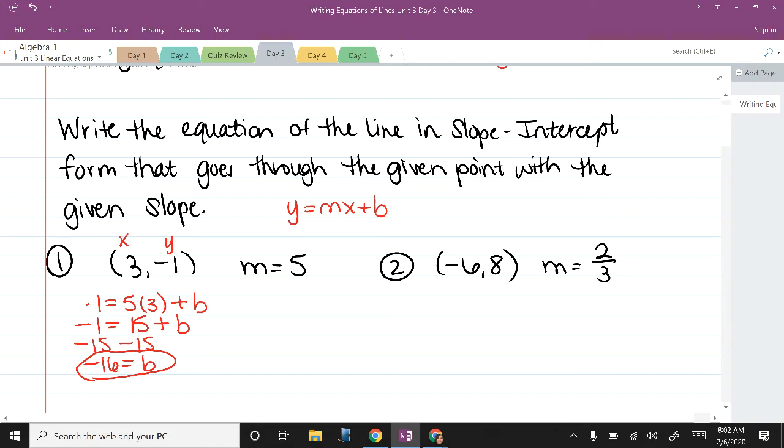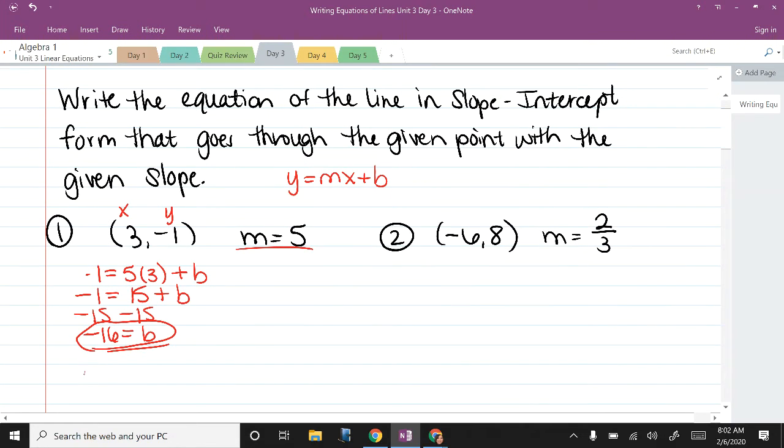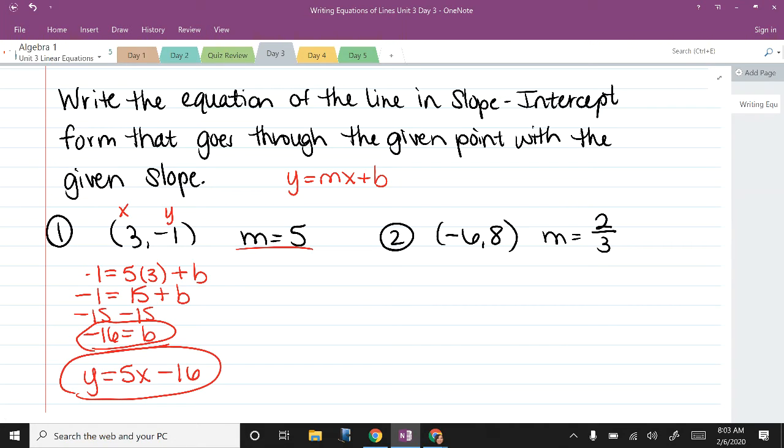All right, so how can I write my equation of the line? I have m and I have b. So I just plug them in, correct? So y equals, what's my m? 5x, and what's my b? Minus 16. There's my equation of the line. So you just plug in your coordinate for x and y, your slope for m, and then solve for b, and then put the m and the b together in the equation of the line. It's not bad at all.